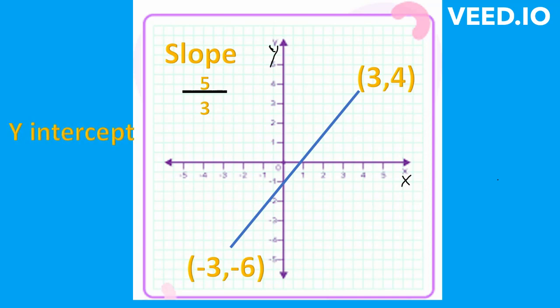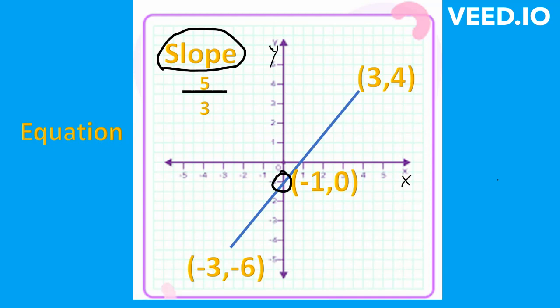Now let's see what the y-intercept is for this line. Y-intercept indicates where this line intersects or cuts the y-axis. Where is this line cutting the y-axis? Here. This is cutting the y-axis at (0, -1). It is cutting the y-axis at (0, -1).